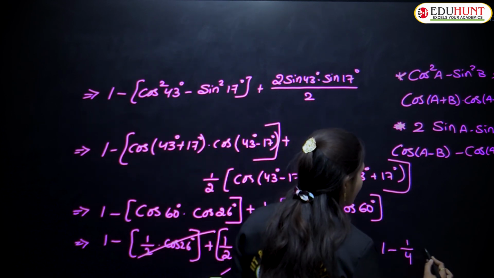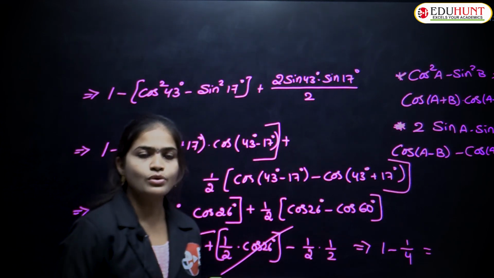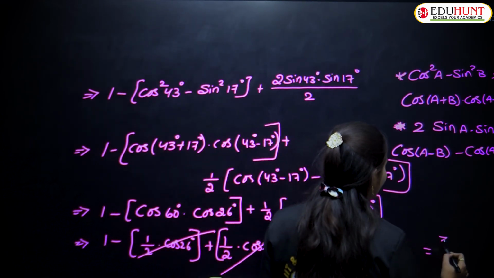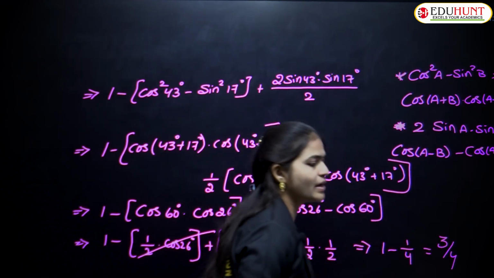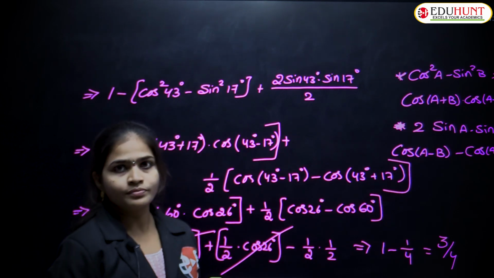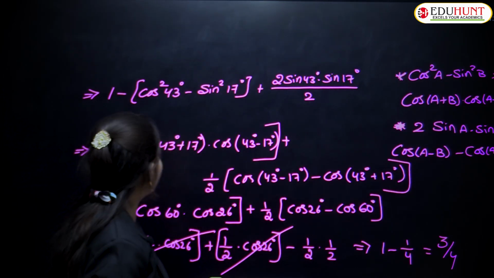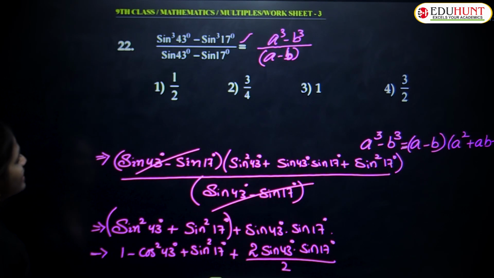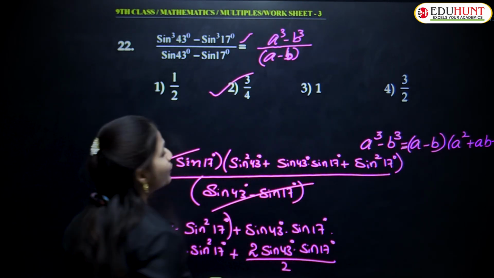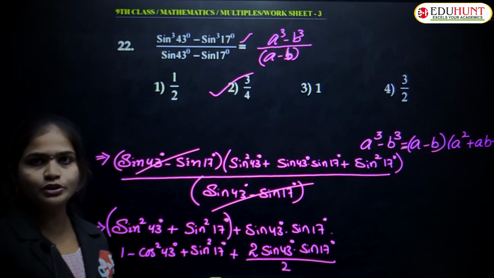So 1 minus 1 by 4. Okay, so 1 minus 1 by 4 is nothing but 3 by 4. 4 ones are 4, 4 minus 1 is 3, so 3 by 4. Am I clear, children? So here what is the answer? Answer is 3 by 4. Option 2 is correct. Am I clear to you?